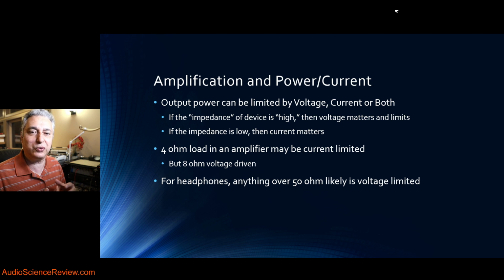Remember, current is used as needed. So if you have a high impedance load, it doesn't matter if the amplifier can drive 5 times as much current. If the load is not pulling that current, it's immaterial. For headphones, headphone impedances can go way up to 600 ohm, even 1 kilo ohm. Generally, if I were to pick a number, it would be around 50 ohm. Anything higher than 50 ohm likely is voltage limited.